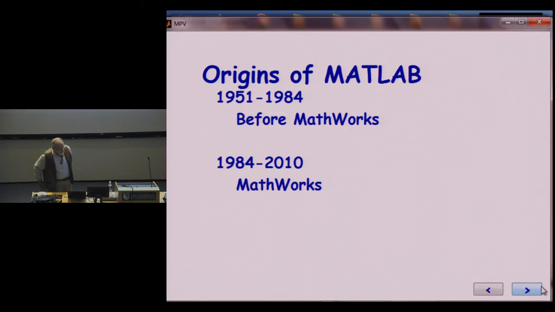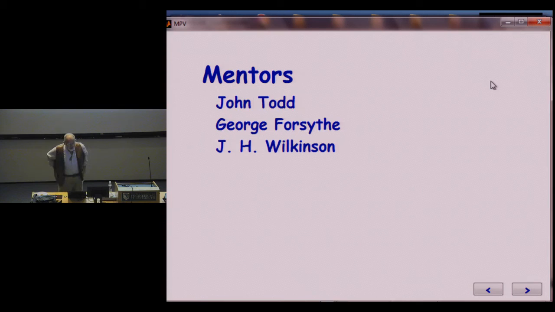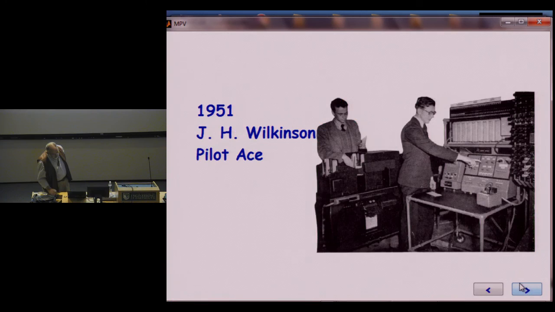I want to go back to the very origins of MATLAB, way before MathWorks. MathWorks is now a little over 25 years old. But my interest in this stuff goes back to these three gentlemen, John Todd, George Forsythe, and J.H. Wilkinson, who were all mentors of mine, and I want to tell you a little bit about them. Here's J.H. Wilkinson in 1951 at the console of the Pilot ACE at the National Physical Laboratory in Teddington, England. This was the first computer built in England after the Second World War. Wilkinson actually designed and wired the arithmetic unit, and then went on to become the world's leading expert on matrix computation.